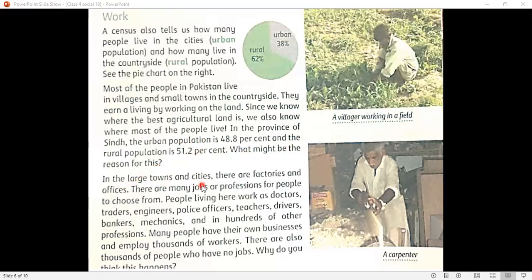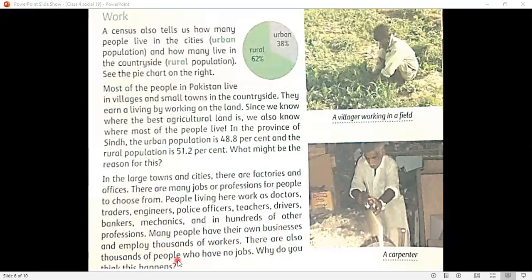In the large towns and cities, there are factories and offices, like in Karachi. So there are many factories and offices. So people moved there. There are many jobs or professions for people to choose from. People living here work as doctors, traders, engineers, police officers, teachers, drivers, bankers, mechanics, and in hundreds of other professions. So many people have their own business and employ thousands of workers.